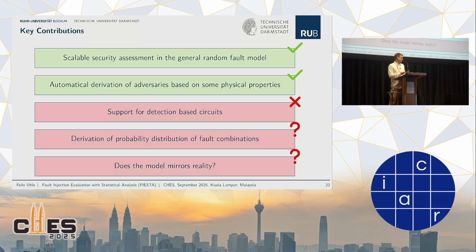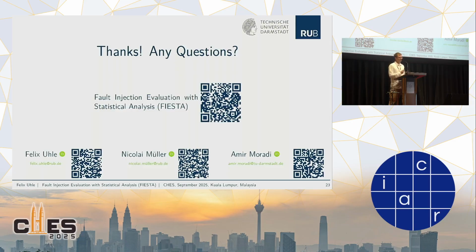And open research questions are: how can we derive probability distributions of fault combinations that are realistic? So how should we model our adversaries and their probabilities? And the major question is: is this model actually mirroring reality? Or do we at least learn something, when we apply this model, that helps us in reality? Yeah, thank you for your attention.